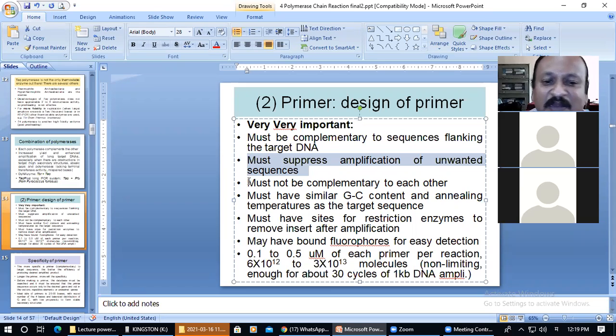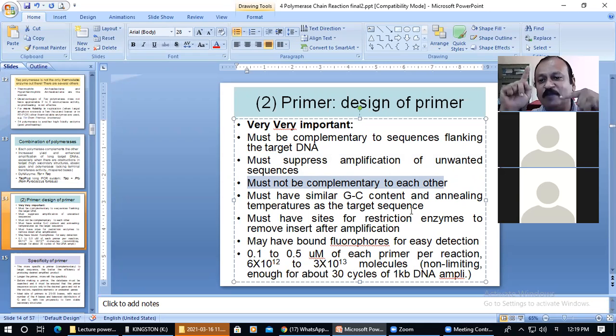Another thing is the primers must not be self-complementary. We are going to add two primers, isn't it? One primer will bind one strand of the DNA, and the other primer will bind the other strand of DNA. These two primers should not be complementary to each other, because if they are complementary to each other, then they will bind to themselves. One primer will bind the other primer, and they will forget binding the DNA, and therefore the particular product of interest will not be amplified. Target DNA will not be amplified. Is it okay?